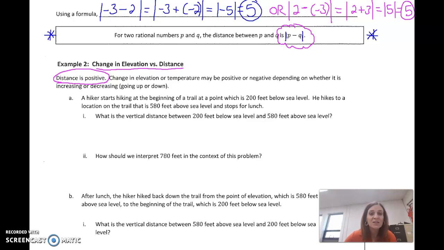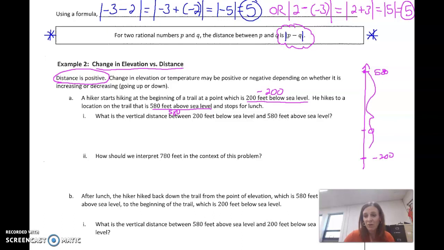A hiker starts hiking at the beginning of a trail, which is 200 feet below sea level. We have to identify that integer. If it's below sea level, we're going to say it's negative 200. He hikes to a location that is 580 feet above sea level. So that's just 580. What is the vertical distance between them? If we were doing this on a number line, really rough, that's 580, that's 0, this is a negative 200. So how far apart are they?